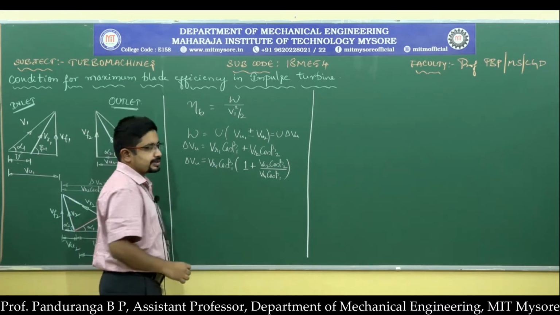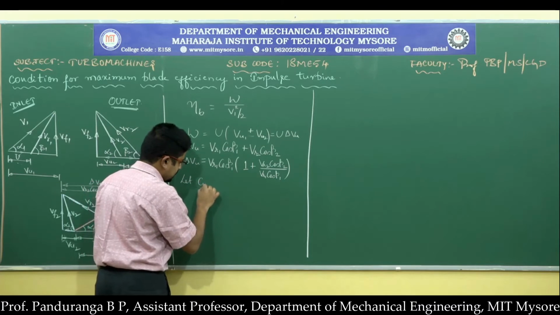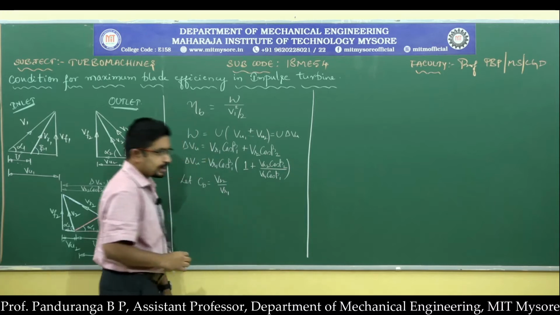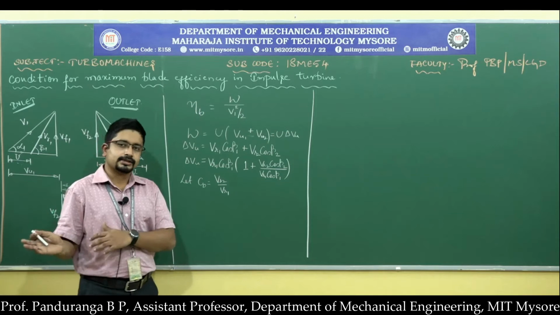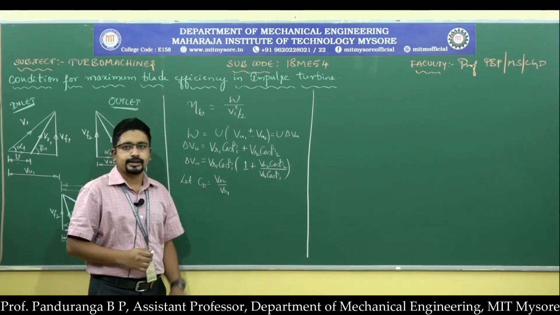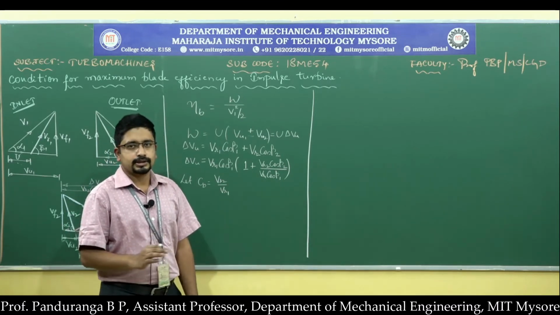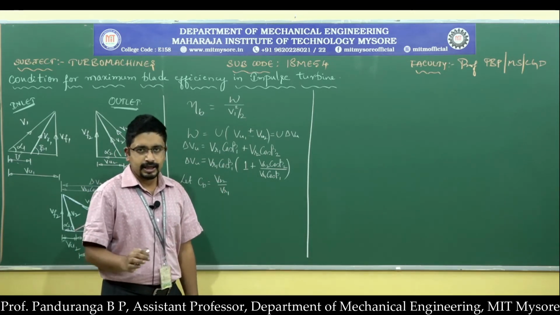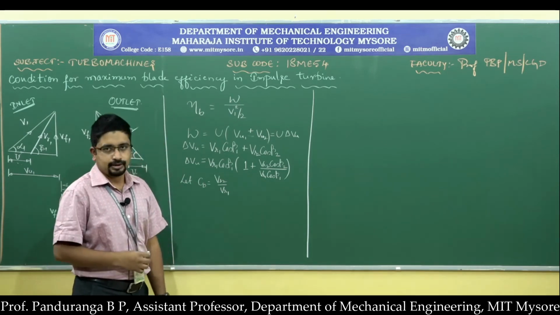Now let us do a few assumptions. Now I will call CB as VR2 divided by VR1. Since we are dealing with an impulse turbine, there is no change in pressure as the steam passes over the moving blade. So the relative velocity at the inlet and outlet should be the same. But due to fluid friction, the inlet relative velocity and the outlet relative velocity will not be the same, and that ratio I will call CB, which we call the blade coefficient.